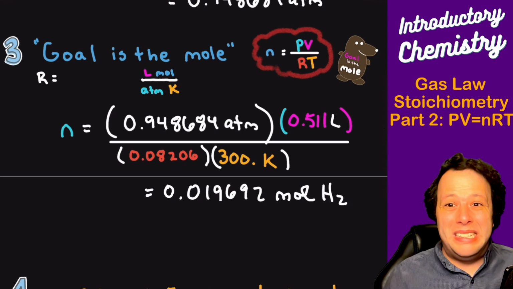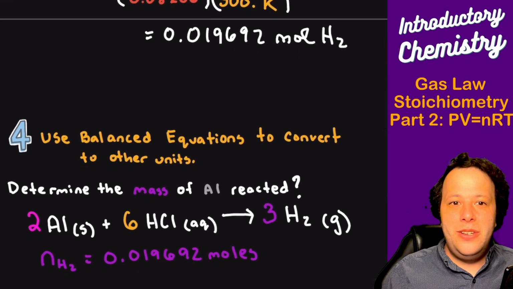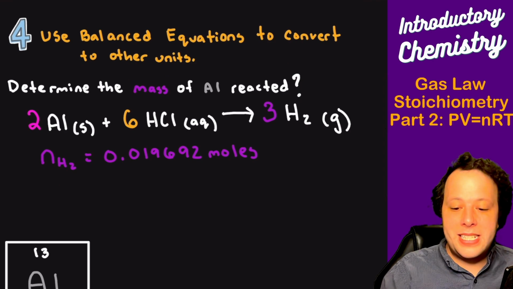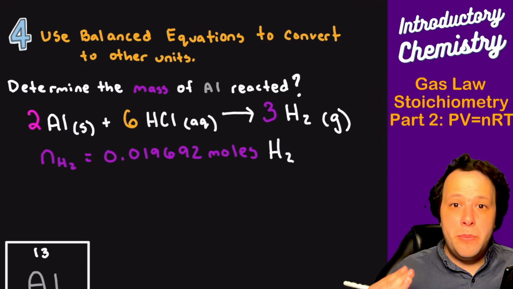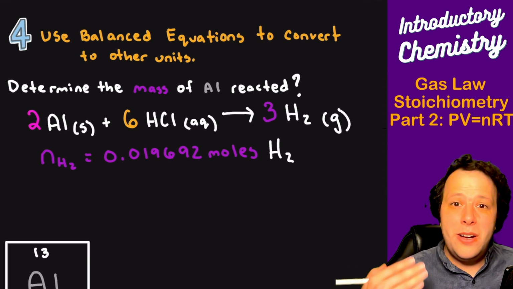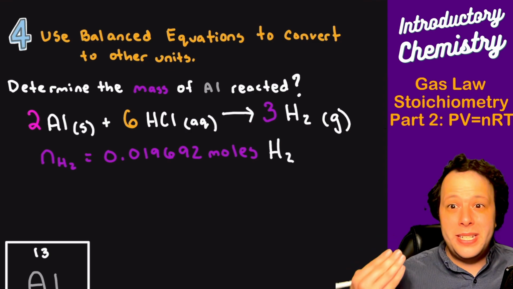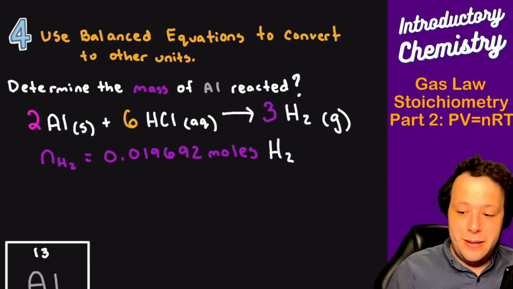So are we done? The last part was all about, can you convert this to aluminum? What is the mass of aluminum in this problem? So here we have the moles of hydrogen. So now we have to do our last step, which is using the balanced chemical equation that we started with. This is a very, very long and tough problem when we have to go through all these steps.